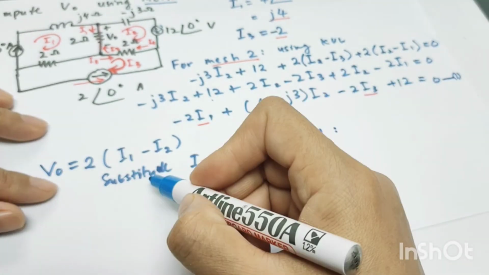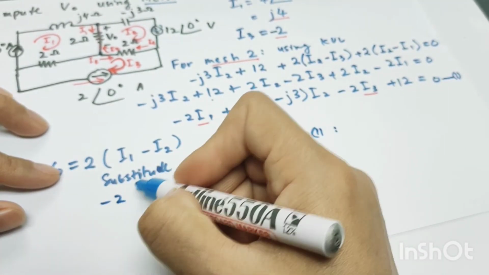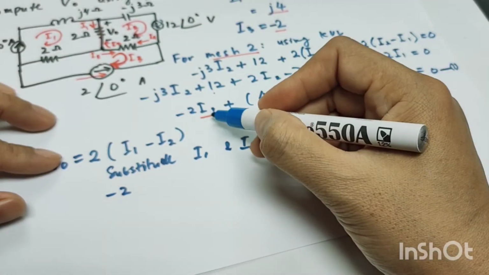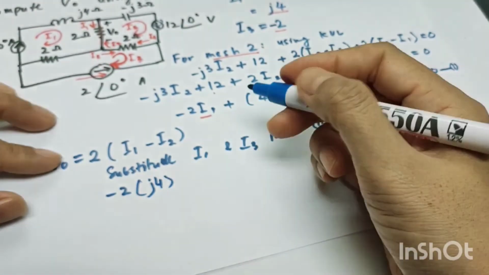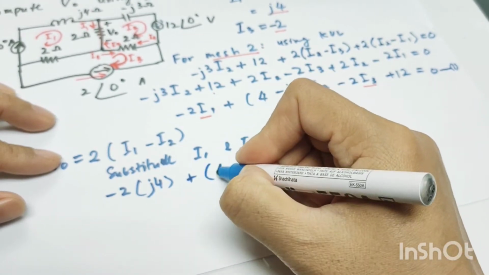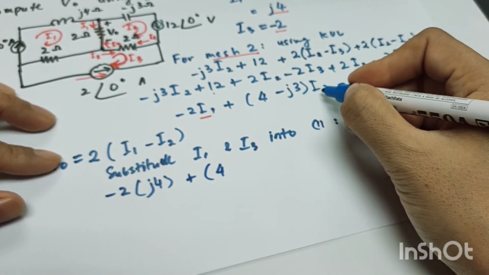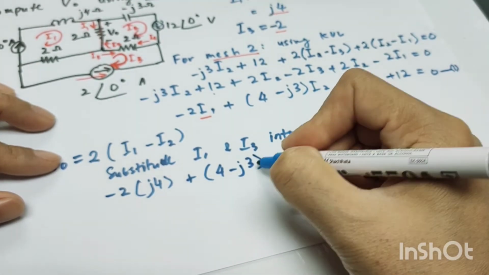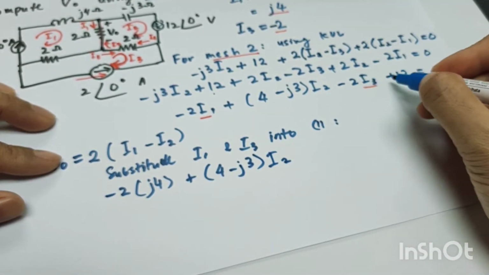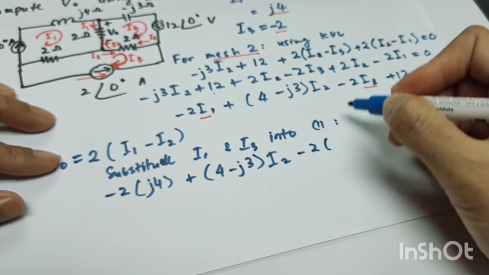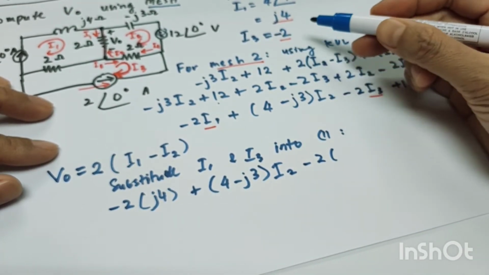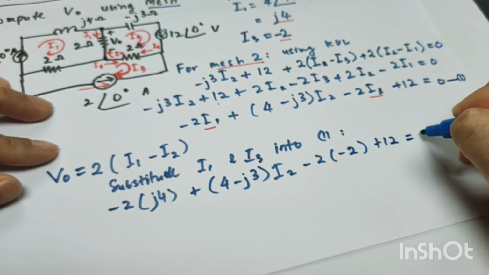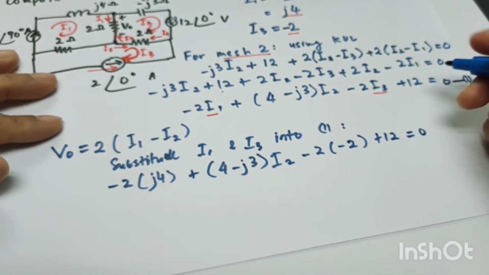So we get negative 2 I1, where I1 is j4, plus 4 minus j3 I2, which is still the same because we haven't found I2 yet, and then minus 2 I3. Here I3 is negative 2, and plus 12 equals 0.